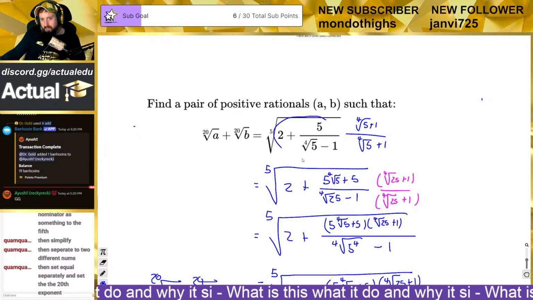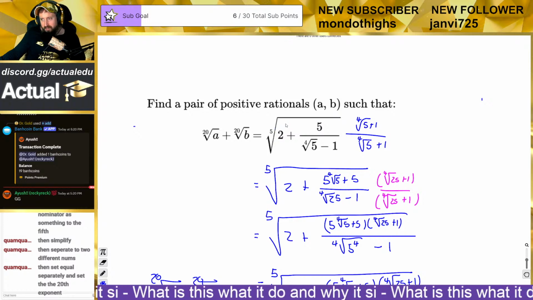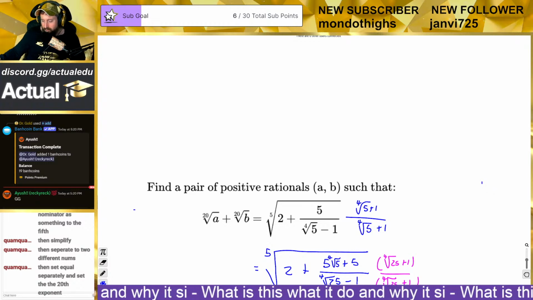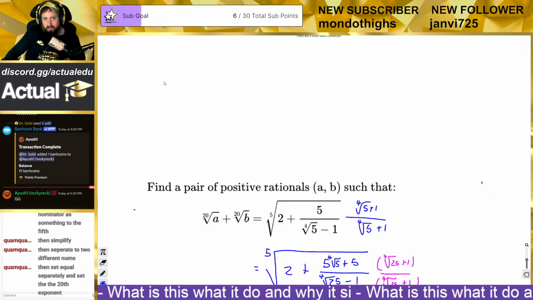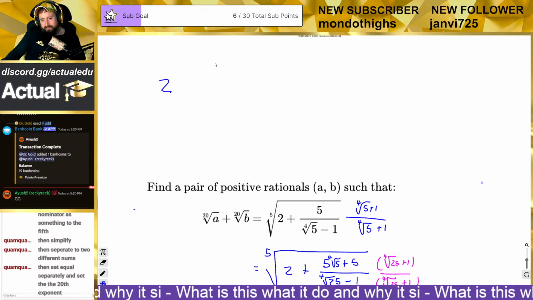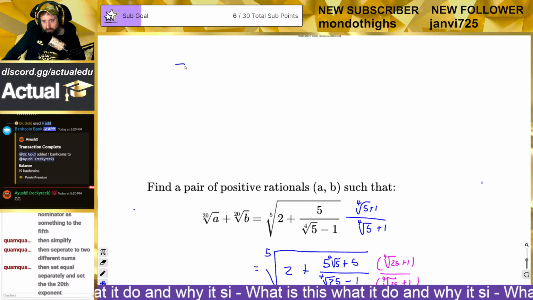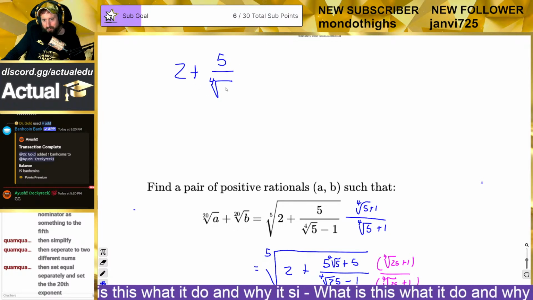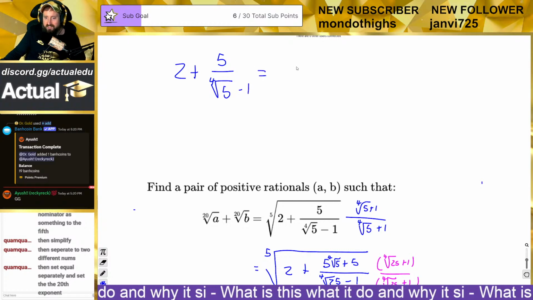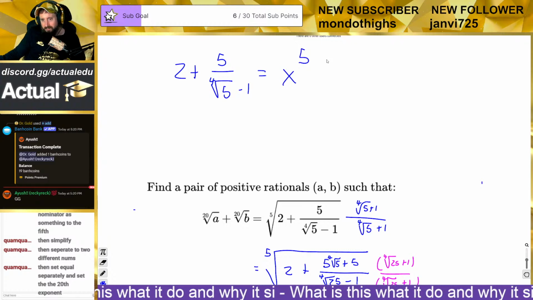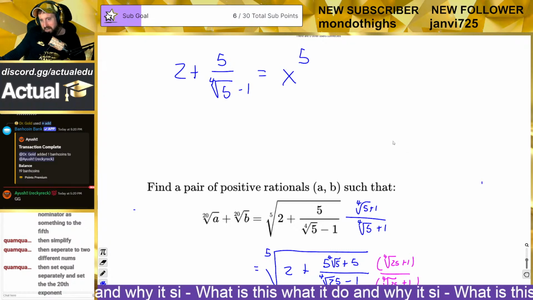I agree I want this to be something to the 5th, because then this would just exit itself out. Okay, so you want to say set to the 20th exponent? Okay, alright, well, whatever. Here, let's try this. 2 plus 5 over the 4th root of 5 minus 1 has to equal some number to the 5th power. Right? Because that would be nice, right?